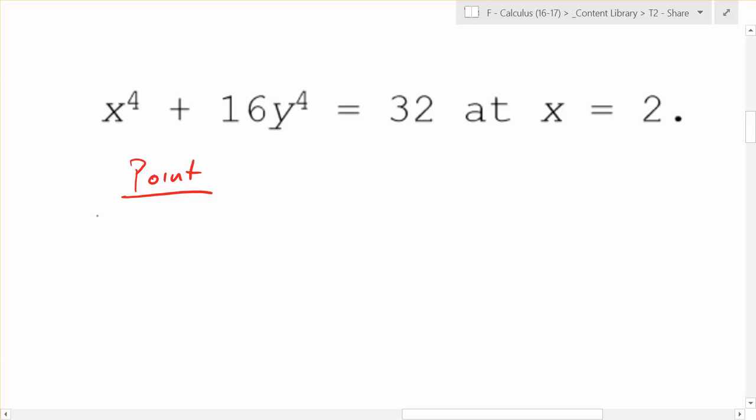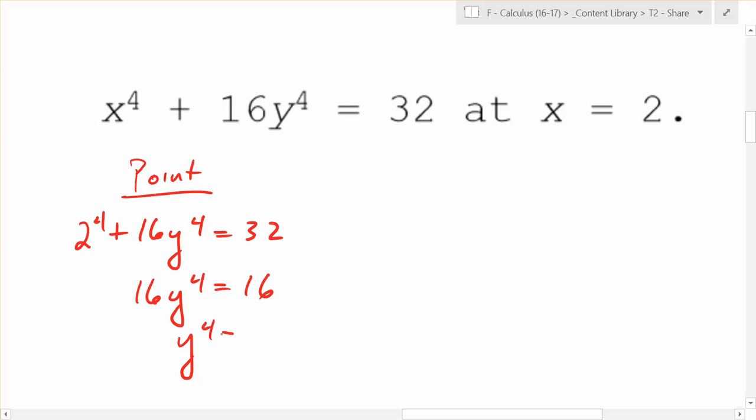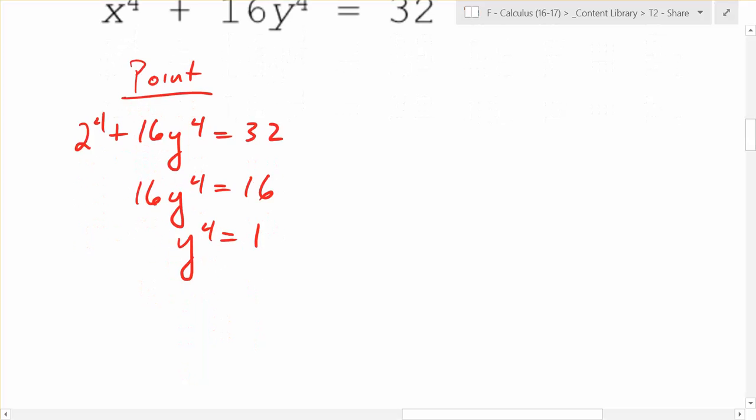So you let x equal what? 2. So what do you get? 2 to the 4th plus 16y to the 4th equals what? 32. What is 2 to the 4th? 16. So is 16y to the 4th equal to 16? Yeah. So what does y to the 4th equal? 1. So what does y equal?